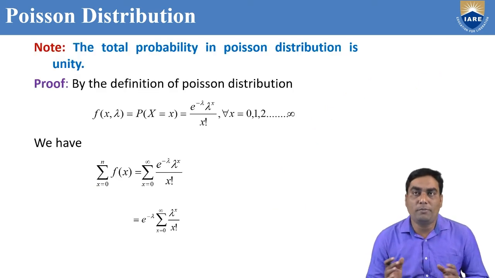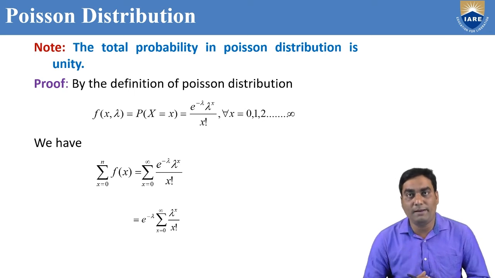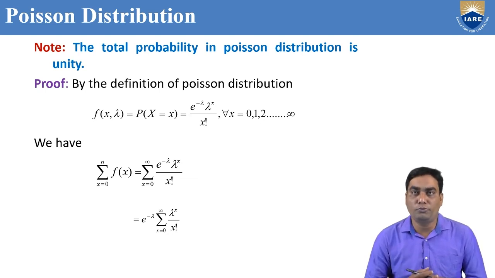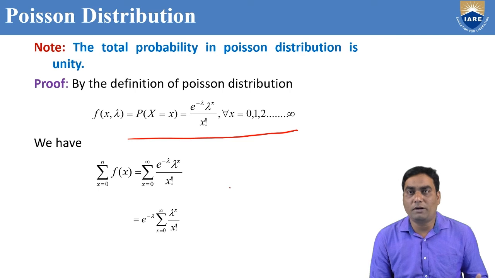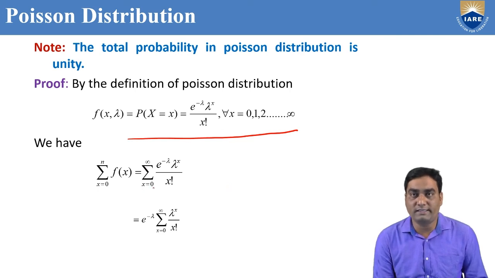Now, the total probability in the Poisson distribution is unity, like the binomial distribution also. In the binomial distribution also we discussed the same concept; the total probability in a binomial distribution is unity, we proved. Now for the Poisson distribution also, we are going to prove the total probability should be 1. See, by the definition of the Poisson distribution, total probability means summation, sigma x equal to 0 to infinity, because in the Poisson distribution x goes from 0 to infinity, of e power minus lambda, lambda power x by x factorial.